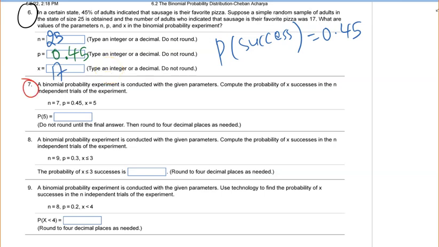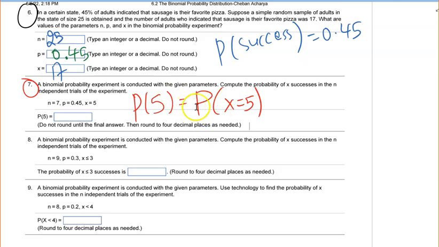Question 7. A binomial probability experiment is conducted with the given parameters. It says this is the binomial probability experiment. Compute the probability of x successes in the n independent trials of the experiment. Here n, p, x are given. You've got to find P of 5. P of 5 is the same as the probability x equals 5. Notice that this p here is lowercase p, and this P here is uppercase P. That represents the probability x equals 5.